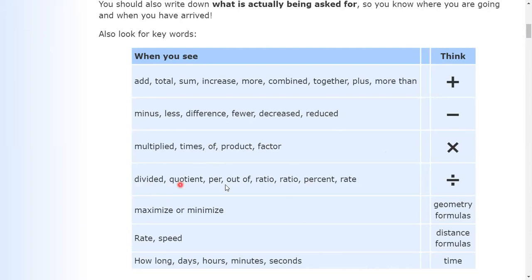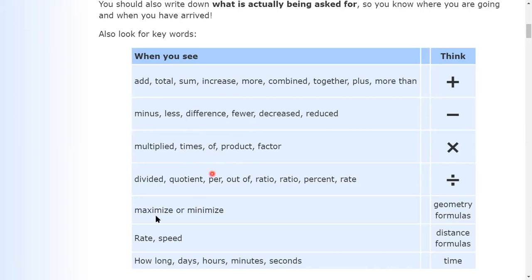Divided, quotient, per, out of, ratio, percent, rate: these mean divide. So these are the basic four operations of mathematics: plus, minus, multiplication, and division. Whenever you see these words in the statement, you must know what we are going to do: either adding, subtracting, multiplying, or dividing.